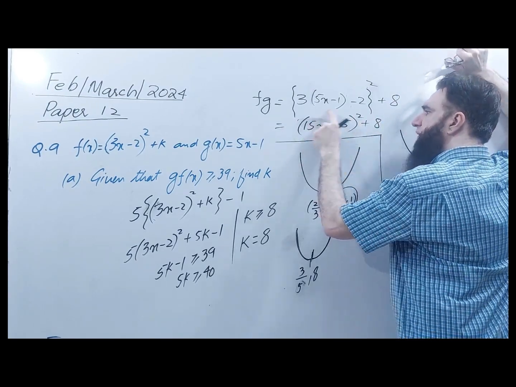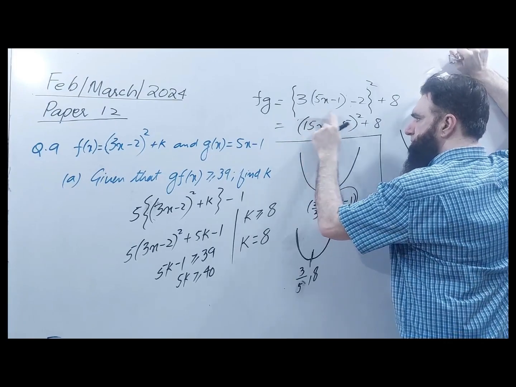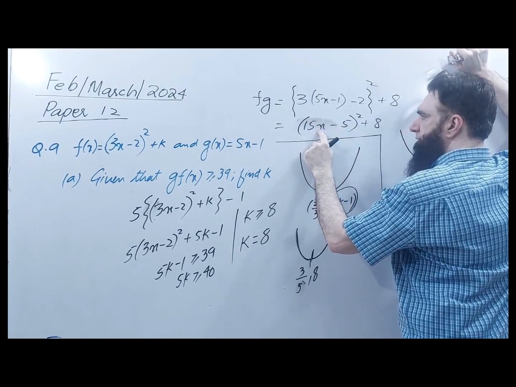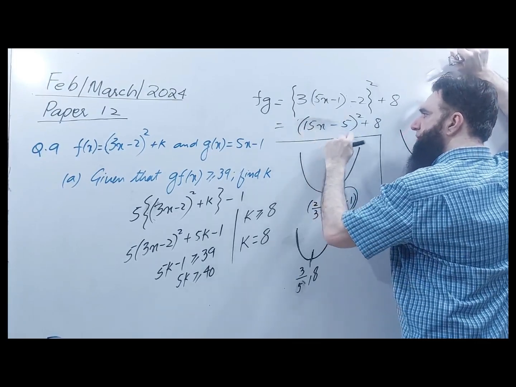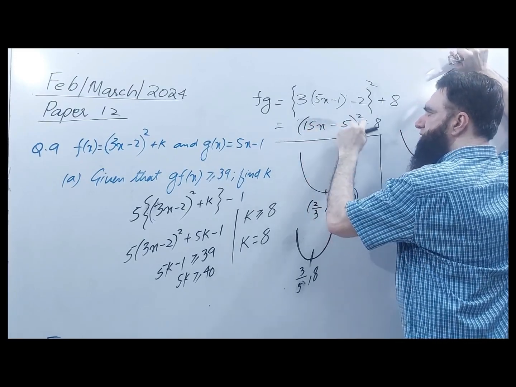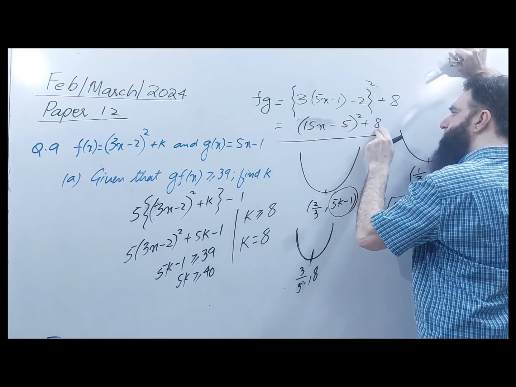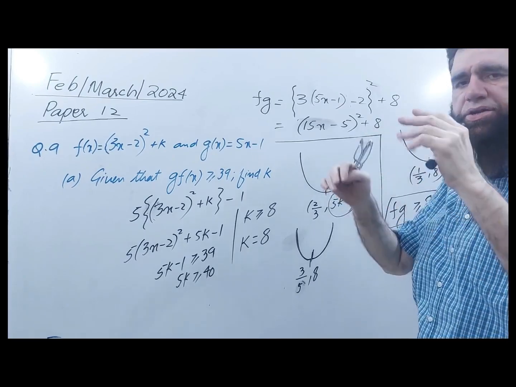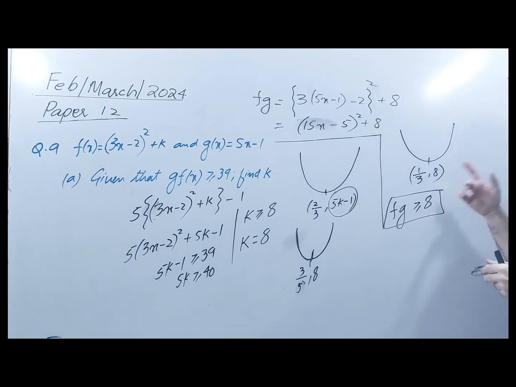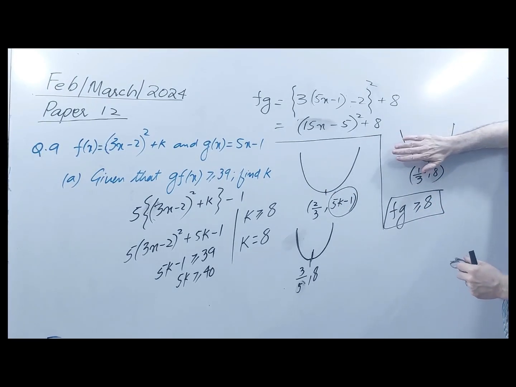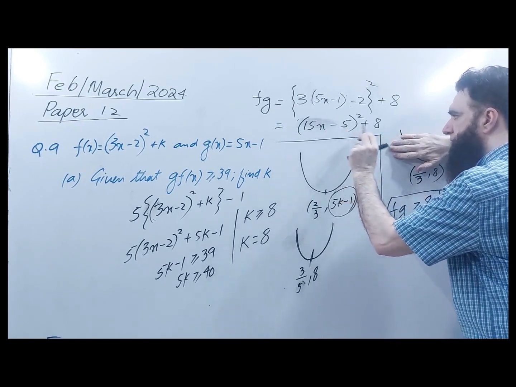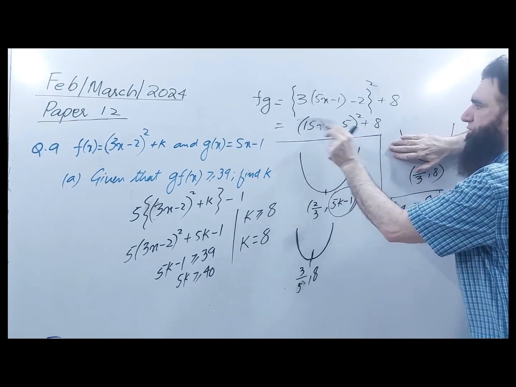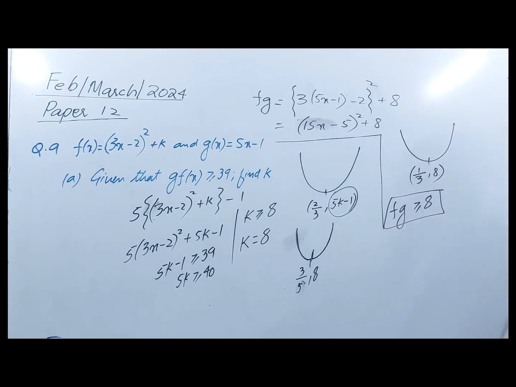And if you put any other value except 1 by 3 in place of x, whatever this whole sum or the difference is, the square makes it positive, and when you add some positive in it, the answers are greater than 8. So the range is greater than or equal to 8. Even if you don't draw it, you can use your common sense to find the range of these kinds of functions. I hope this is clear.